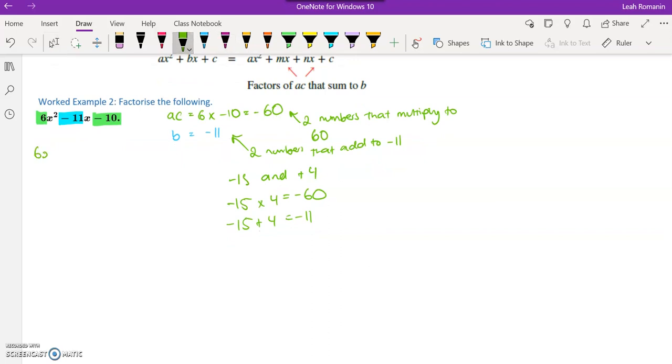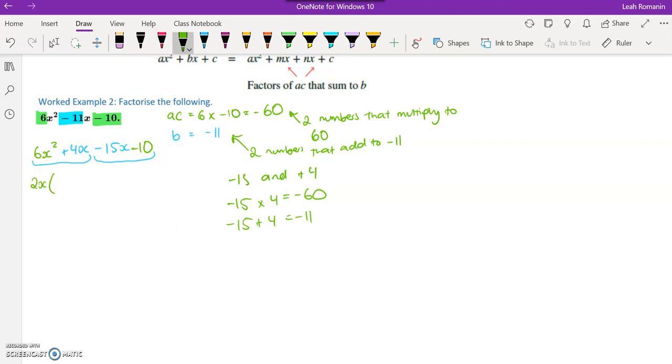So I'm still going to keep my 6x squared. Then that negative 11x is going to get broken down into plus 4x minus 15x, and then keeping that minus 10 on the side. So grouping my two factors again. My common factor between 6x squared and 4x is 2x. So I have a common factor with the x's and a number as well. So I'm pulling out a 2x.